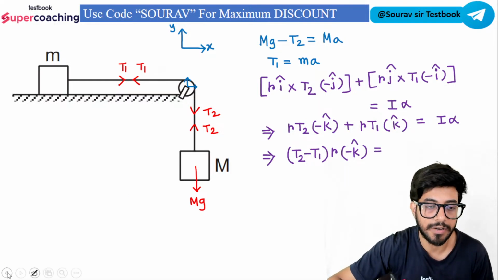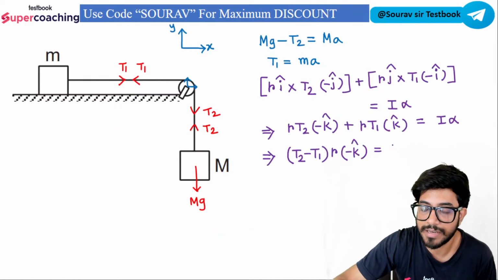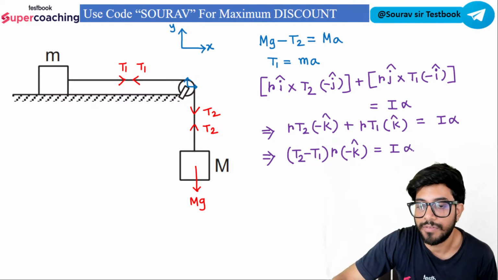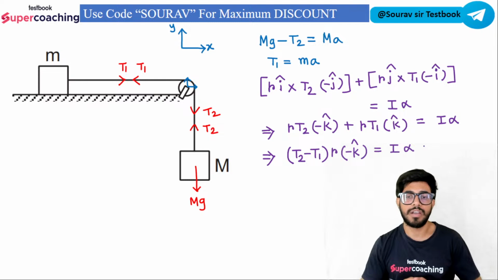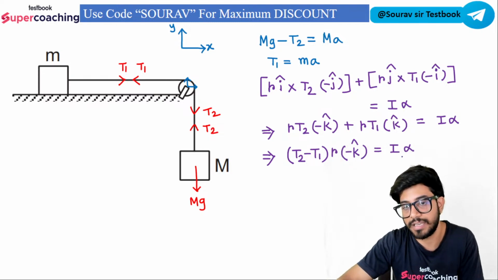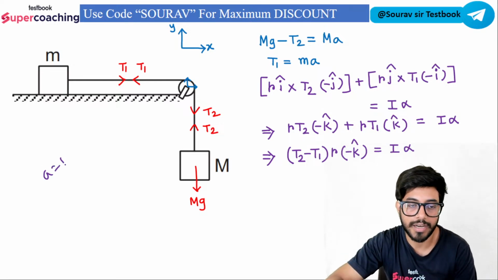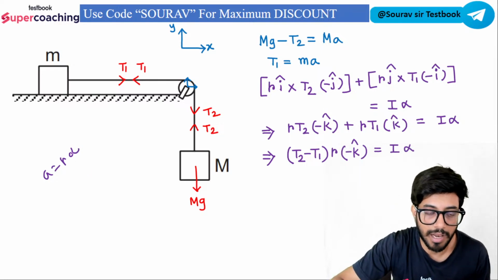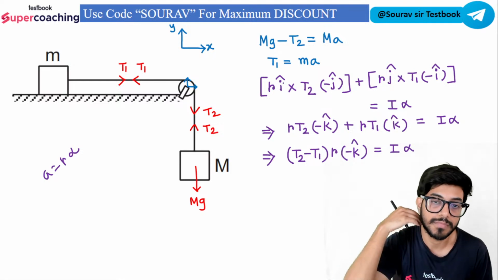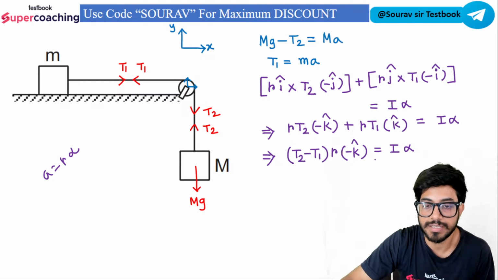This should be equal to I. The moment of inertia they did not mention, did they? It has a moment of inertia I. Okay, so fine. I into alpha. That's all I can say. If I'm only concerned with the magnitude, then alpha can be written as: A is equal to R into alpha, so alpha is equal to A divided by R. Then put T1 and T2 from here, and you will get the answer.